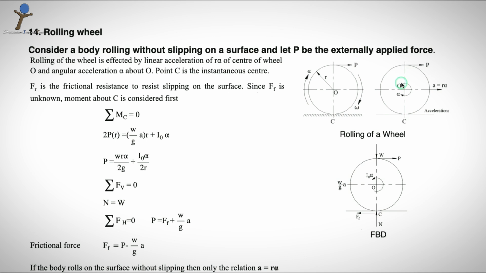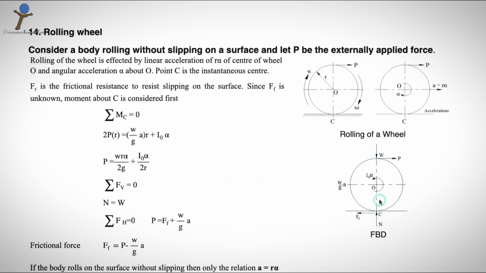Now the second phenomenon is moving forward. That is, when P, a horizontal force which is acting tangential to the wheel, causes the wheel to move forward. Now since the wheel is touching the ground, the frictional force is acting to resist slipping on the surface. Since the frictional force is unknown, the moment about C is considered first. For this, you have to first draw the free body diagram.